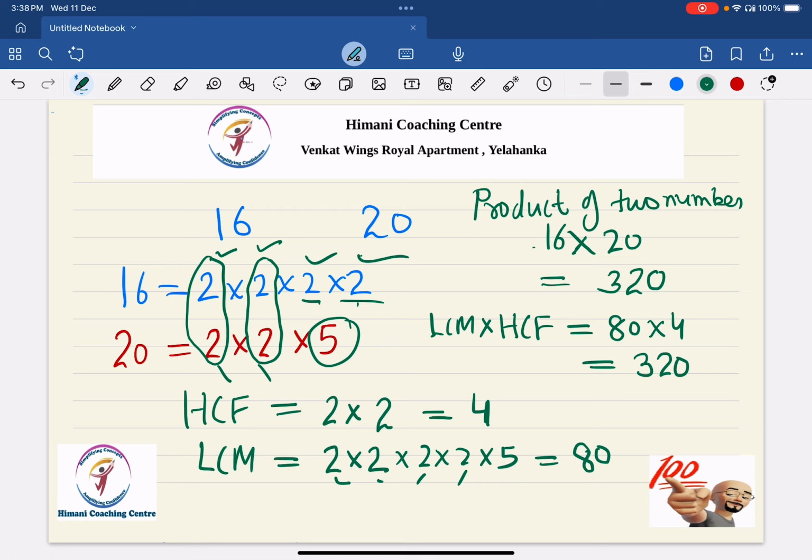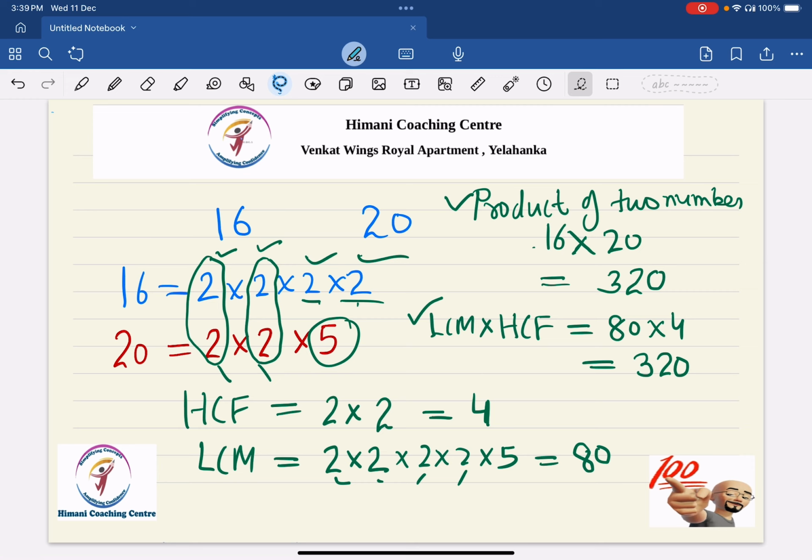So what are we finding? That the product of two numbers is equal to the product of their LCM and HCF, and that is a rule which we use for two numbers whose LCM and HCF we are finding, and you will get questions on this.